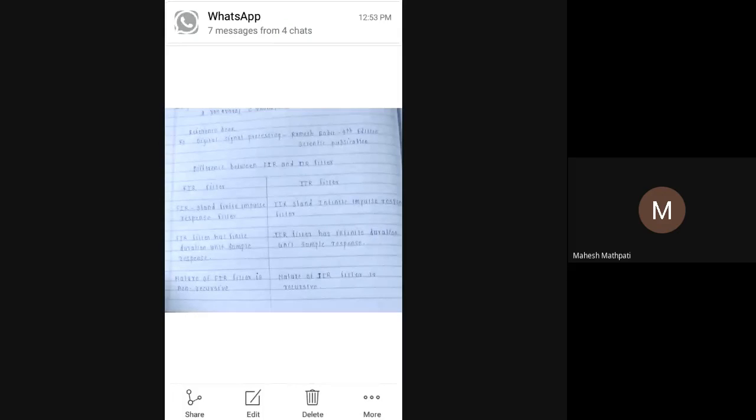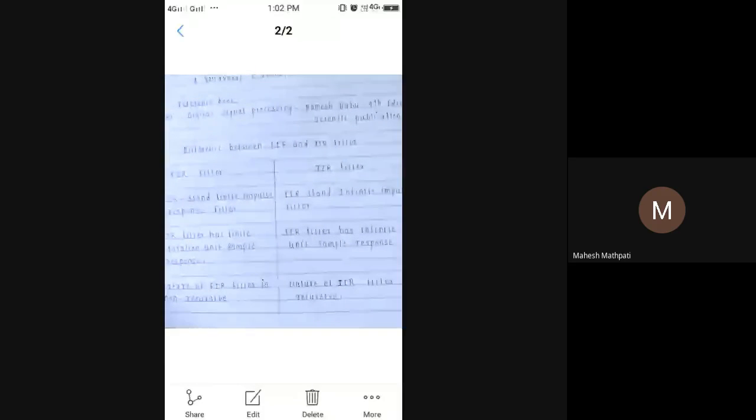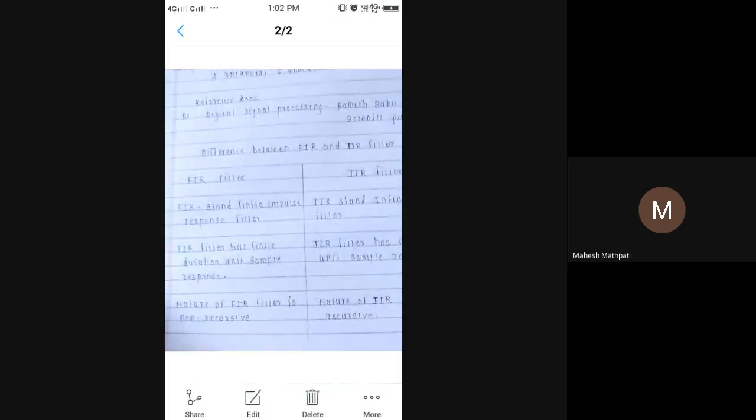Hello, sir. Okay. Continue. Yes madam. FIR filter has finite duration unit sample response. IIR filter has infinite duration unit sample response. Please hold the notebook a bit closer, it's not clearly visible. Is it visible to all? Are you able to see what she has written? Can anyone give me the response? Yes sir, now it's visible. Okay. Now it's okay, madam. Please go ahead.